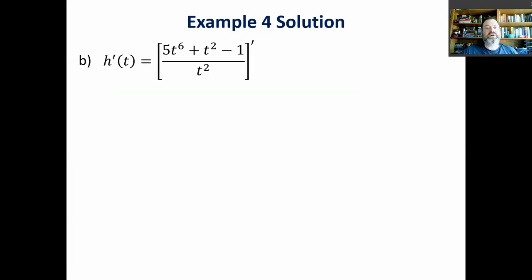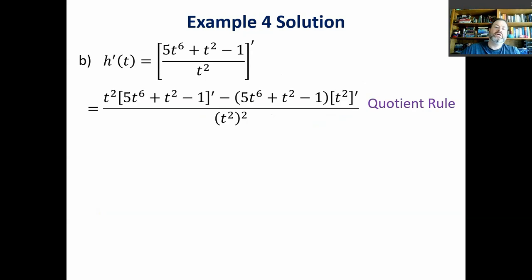All right, here's the second one. Here we're using the quotient rule. Notice the prime notation again. The quotient rule is the denominator times the derivative of the numerator, so notice the prime here, minus the numerator, which has to be in parentheses, times the derivative of the denominator, all over the denominator squared. So that's your quotient rule.